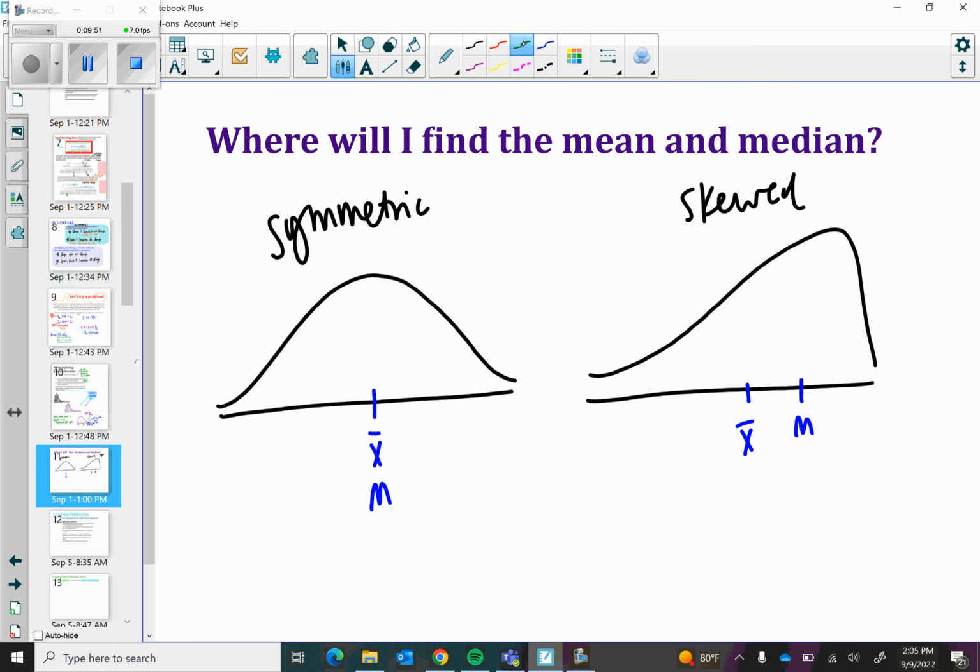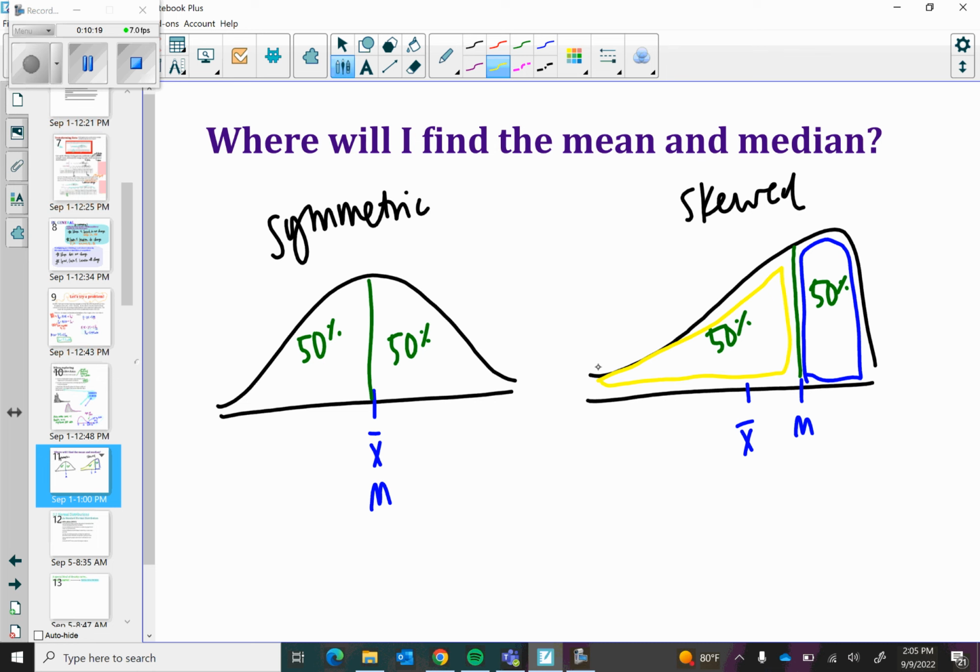The other thing that we could note is the median is where exactly 50% of the data is. So 50% to the right, 50% to the left. Notice how in a symmetric distribution, it's pretty easy to tell that those are equal. In our skewed distribution, this area right here looks a little different than this area right here. But if it truly is the median, then those shapes will have the same area.